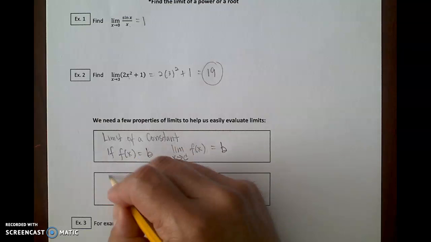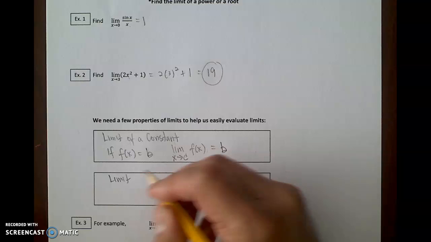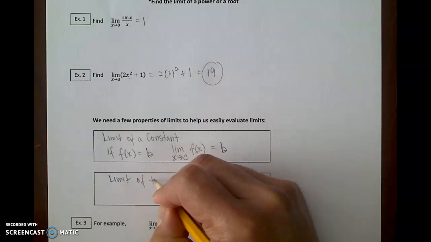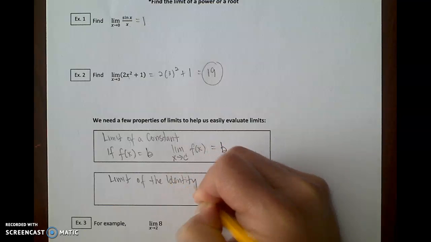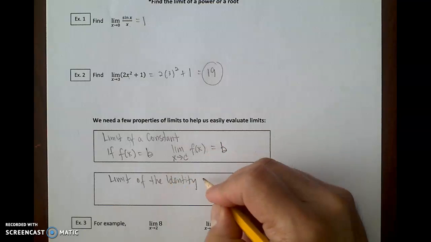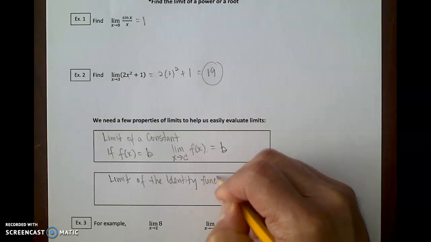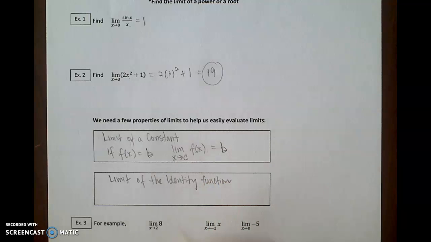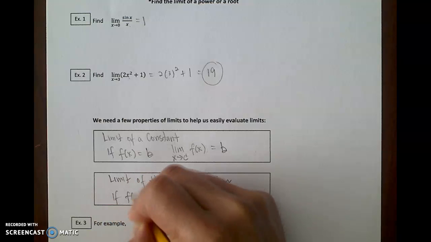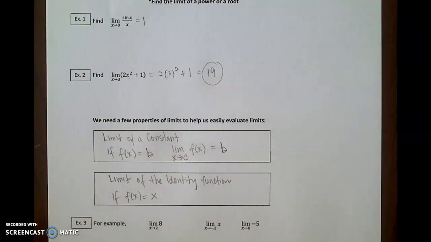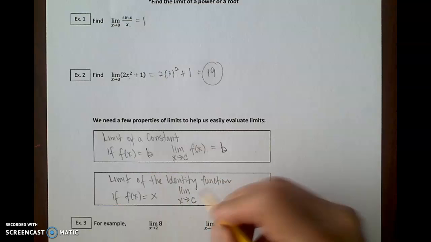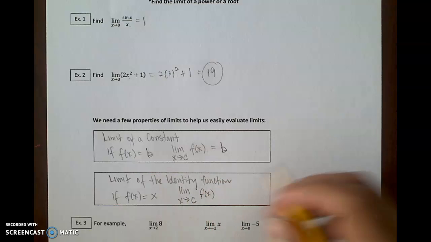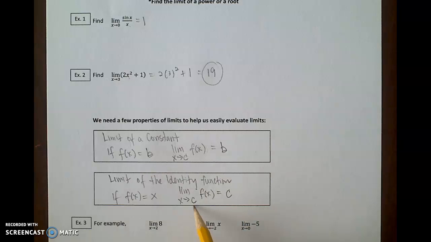Okay. Now, trying to find the limit of a function that is an identity. All right, that is an identity function. So for example, if f of x is equal to x, then the limit as x approaches some value c for that particular function is going to equal that c value.